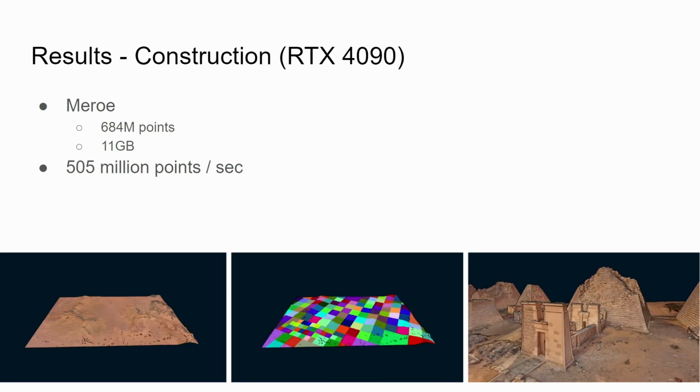So let's have a look at the results. This point cloud here is a photogrammetry scan from Marrow. It has about 680 million points, takes up 11 gigabytes of disk space, and the throughput for this approach is about 505 million points per second here. And this includes the time from loading the first point from disk until inserting the final point into the octree on GPU. And 505 million points per second, that's about 8 gigabytes per second. So you can utilize quite fast SSDs with this approach here.